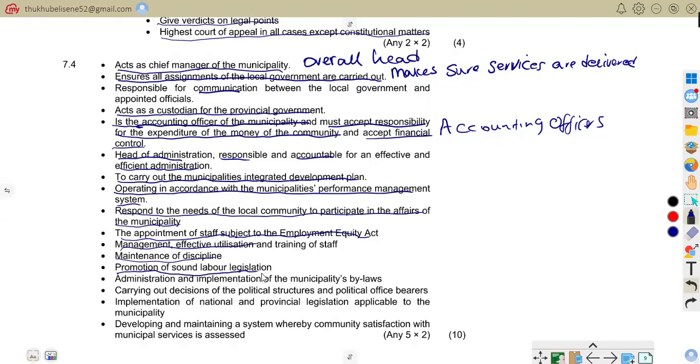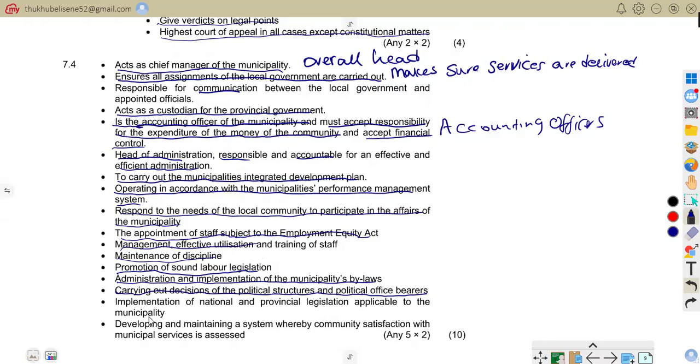Promotion of sound labor legislation, fair labor practices. For example, applying the Employment Equity Act in hiring. So that is the promotion of sound labor legislation. Administration and implementation of the municipality bylaws. So here you implement the bylaws and enforce municipal rules. Example, enforcing a no smoking bylaw in public spaces. Carrying out decisions of political structures and political office bearers. So you implement decisions of political structures.